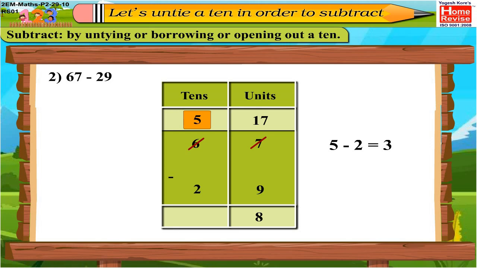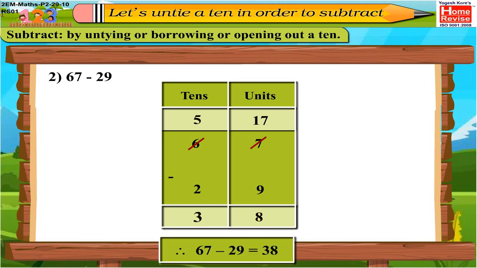Now 5 tens minus 2 tens is equal to 3 tens. So write 3 in tens place. Thus we have 3 tens, 8 units, that is 38. Therefore 67 minus 29 is equal to 38.